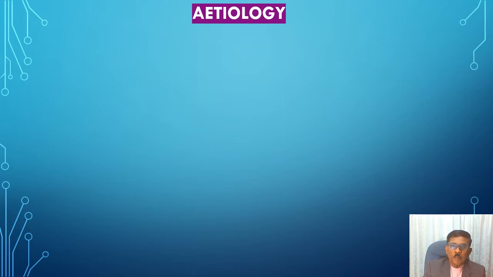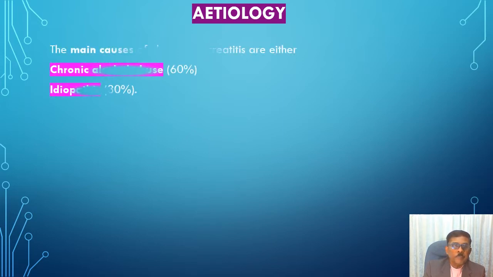The etiology of chronic pancreatitis. There are two main causes of chronic pancreatitis. It's either chronic alcohol abuse, which accounts for about 60% of the patients, and the second large group is where the cause is unknown, idiopathic, about 30%.